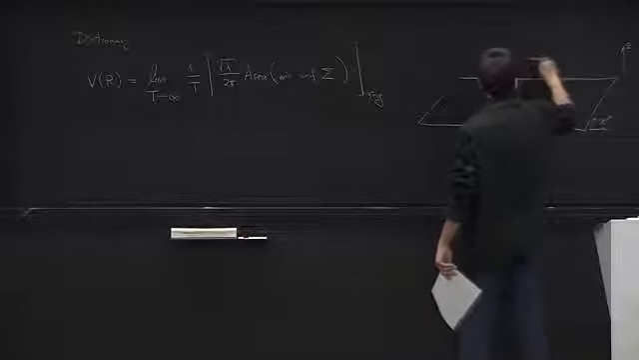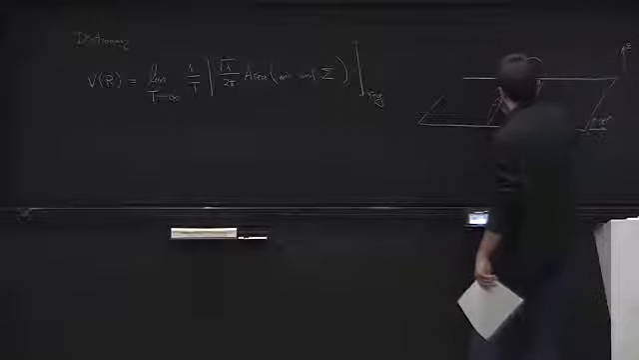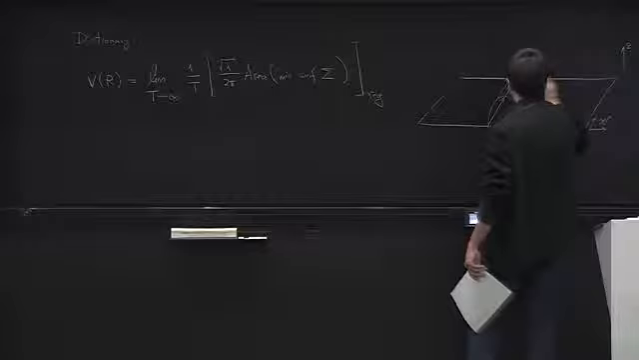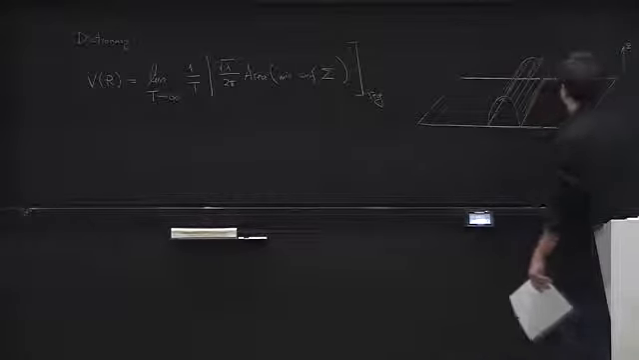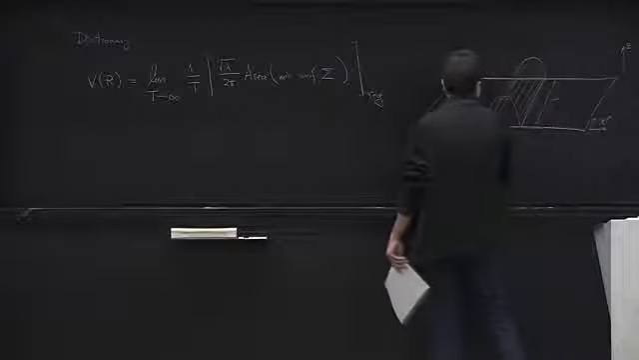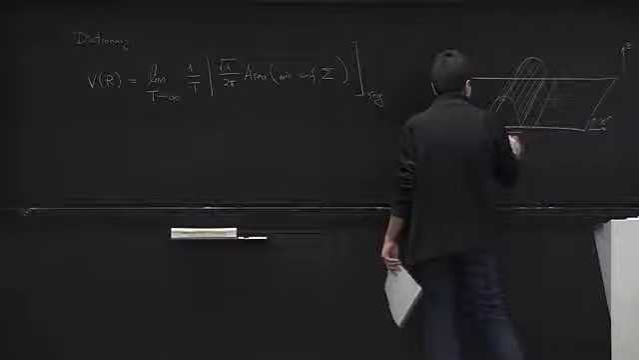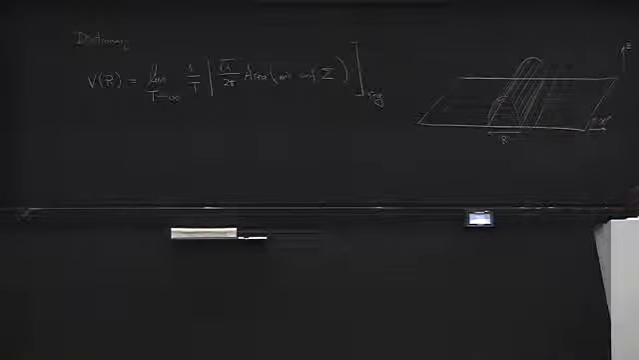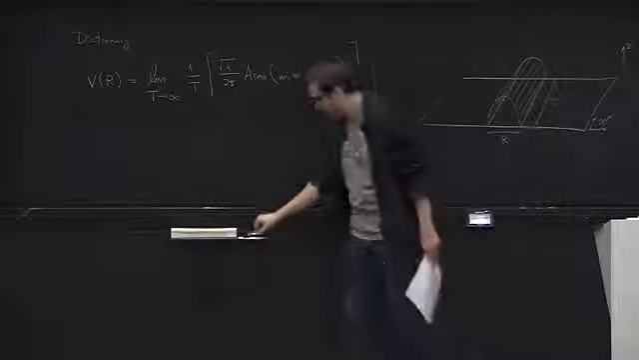And you compute the area of the string, the minimal area of this tent, where this direction is much bigger than the separation, which is t, and this direction is r. So this is the prescription for computing the quark-antiquark potential.